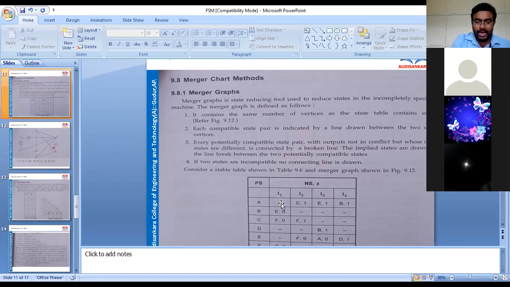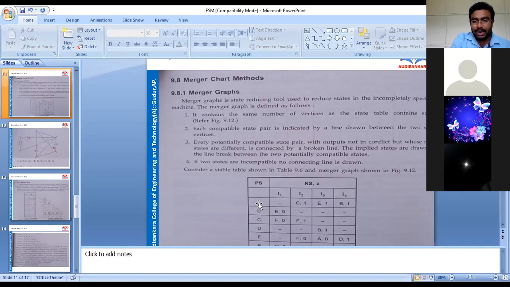Don't care, sir. Don't care. Means in this don't care, you can have any information. You don't know what information is available. You can assume any information which is available in there. Okay. Then when I'm applying input I2 for the present state A, I got C, 1. For the present state A, when input I3 is applied, your next state is 1 and output is 1. For the present state A, when input I4 is applied, my next state is B and output is 1 here.